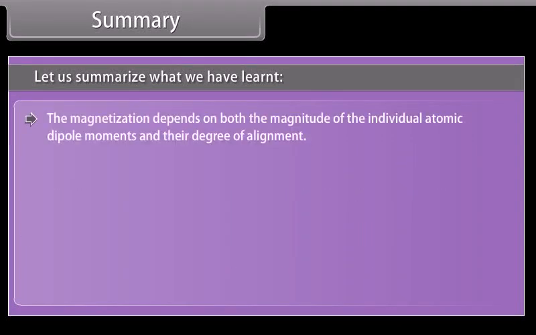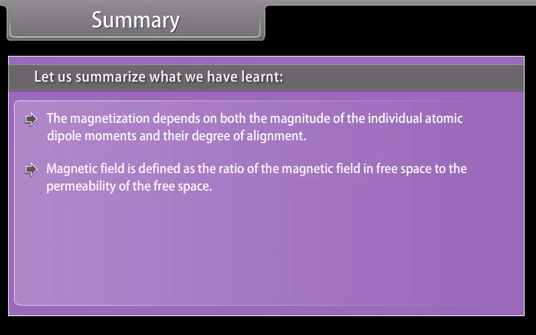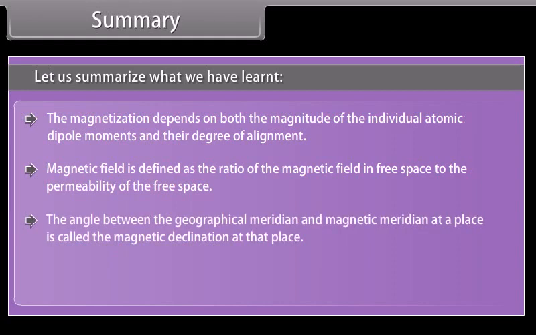The magnetization depends on both the magnitude of the individual atomic dipole moments and their degree of alignment. Magnetic field is defined as the ratio of the magnetic field in free space to the permeability of free space. The angle between the geographical meridian and magnetic meridian at a place is called the magnetic declination at that place.